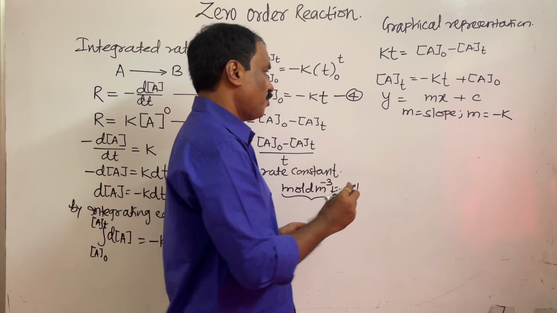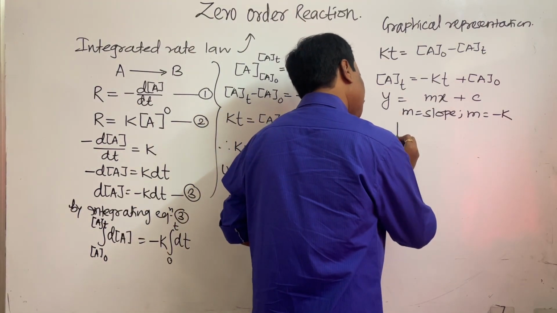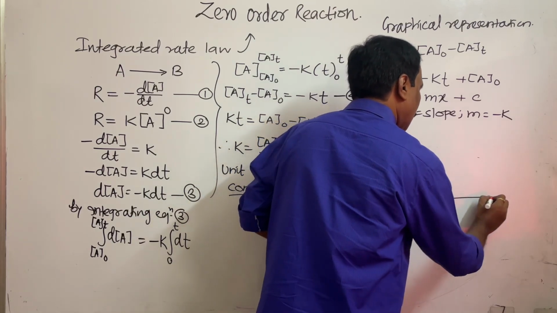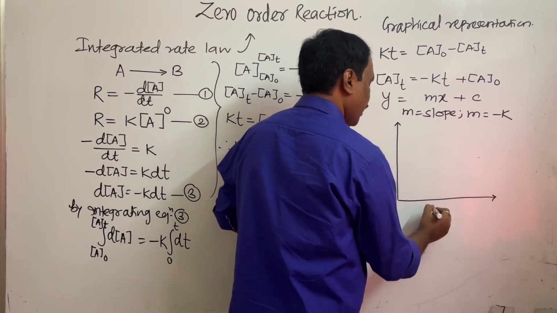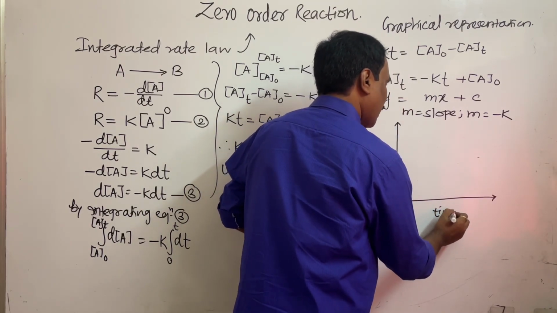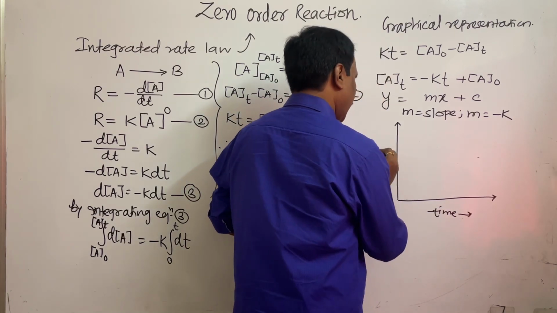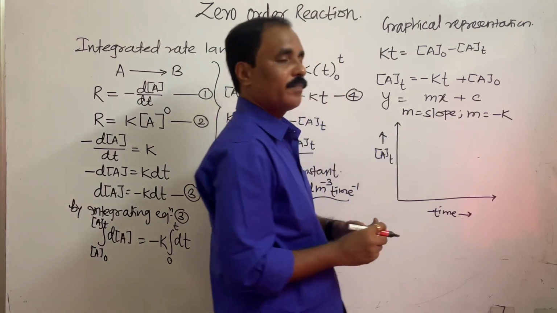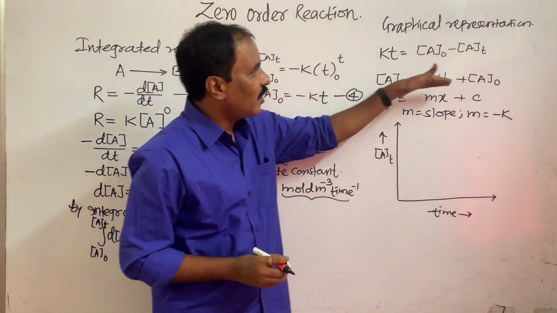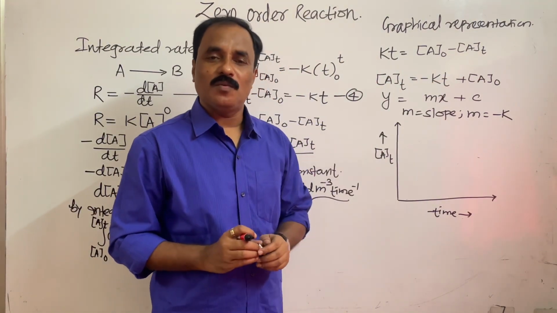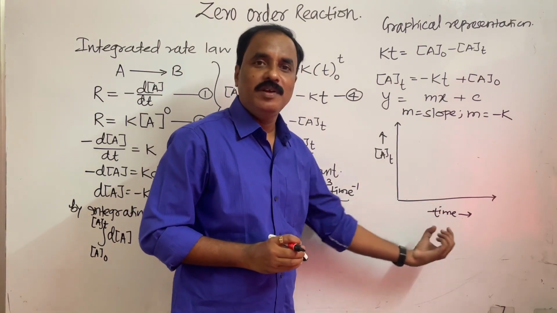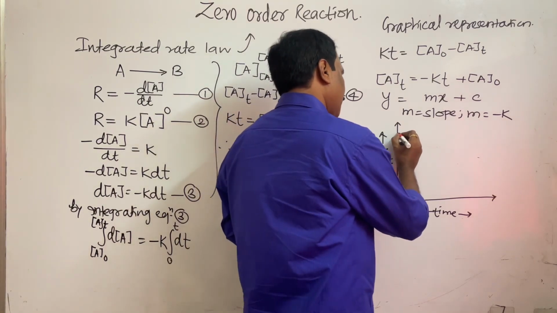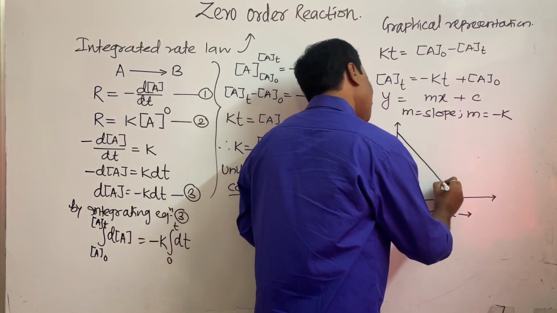So what is the graphical representation? I will plot the graph of concentration of reacting molecule against time and reaction progress. On the x-axis I will take time, and here concentration of reacting molecule. It is a straight line, but the slope is negative. As the time increases, the concentration of reactant decreases. Straight line. So the graphical representation will be like this.